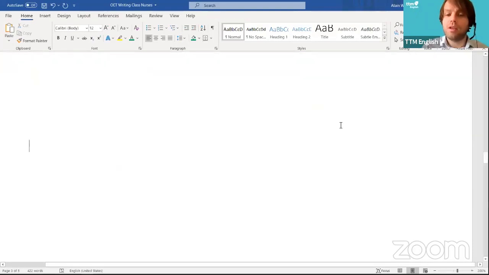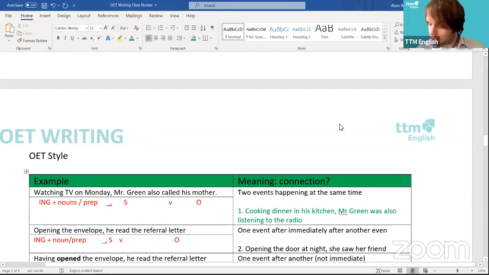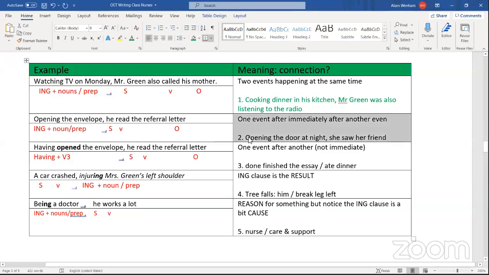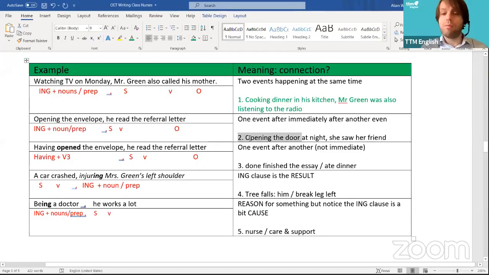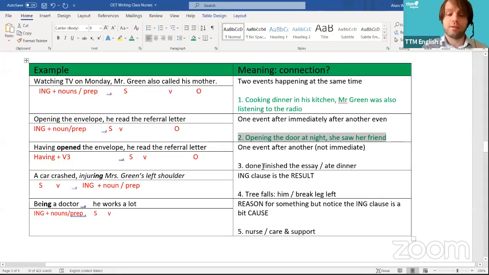All right. Okay, so microphones off, sorry. Let me ask, who have I not spoken to much? How about Ramona or Regia, if you're there? Yes. Ramona, Regia. Okay, so give me this next one, okay? Number three. Done, finished the essay, ate dinner. What would you say there? Oops, I don't want done. Let's just have finished.